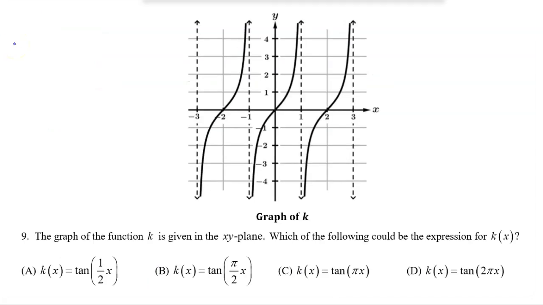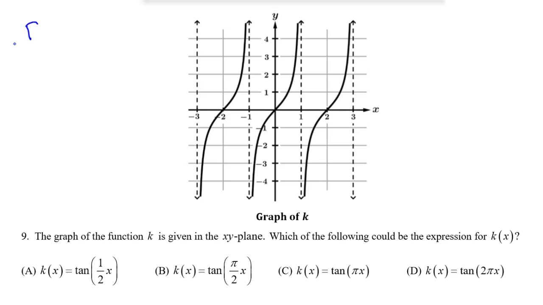Number 9. The graph of the function k is given in the xy plane. Which of the following could be the expression for k of x? I'm noticing that each of the options have a different b value. So let's calculate the b value based on the graph and see which one is a match.